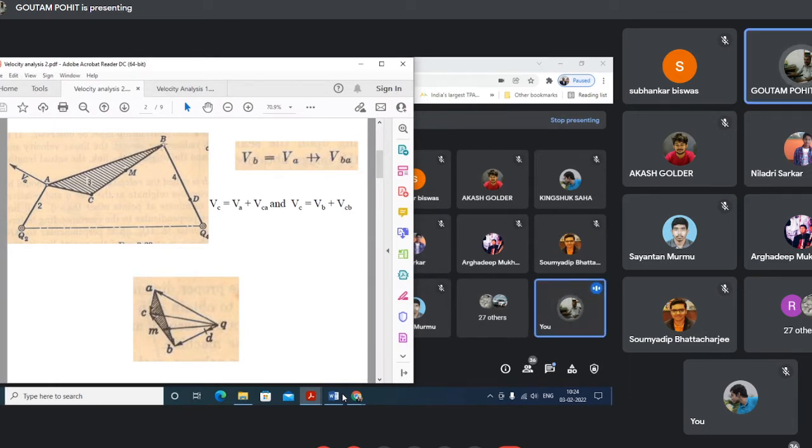Because we know the direction of the absolute velocity of B, so we draw a line here. We know the direction of the relative velocity of B with respect to A, which is perpendicular to this, and it will start from the point A, definitely. So we draw a line which will be perpendicular to this one starting from A. They intersect at this point B. This triangle actually represents this one.